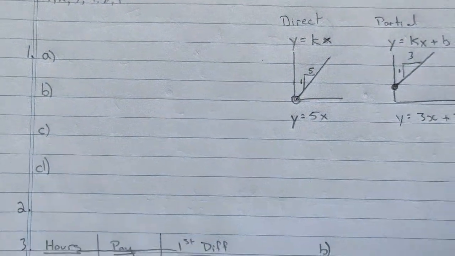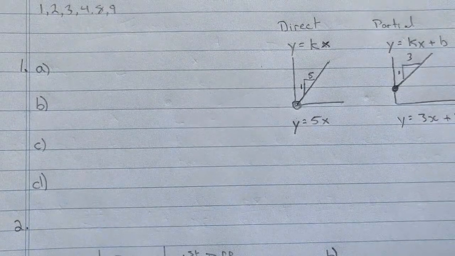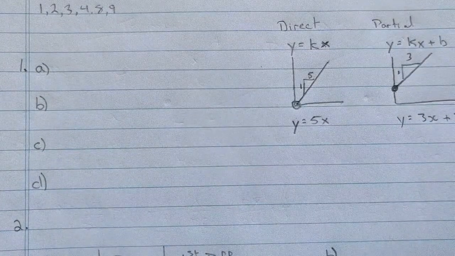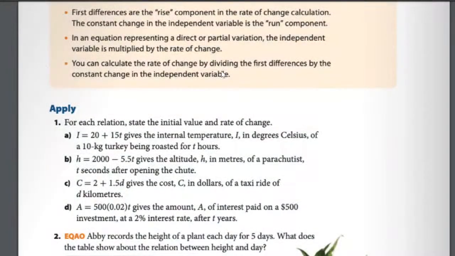So we'll start with questions 1, 2, 3, 4, 8, and 9. Let's take a look at question number 1. In question number 1, what we're looking for is the initial value and the rate of change. In each case, we're given an equation, and we can use the idea that these are going to be either a direct variation or a partial variation, and compare those to the examples we just did in the intro there.